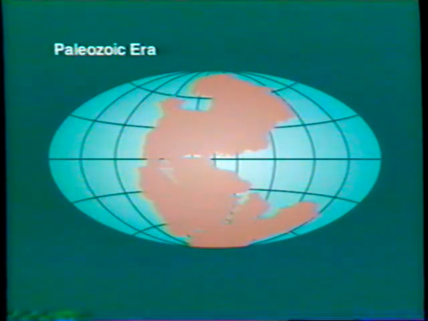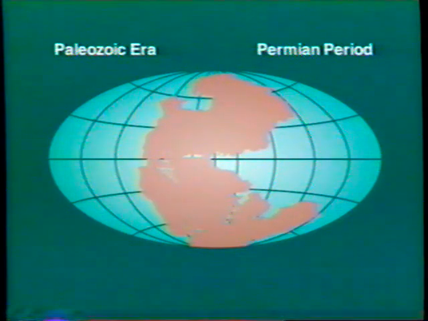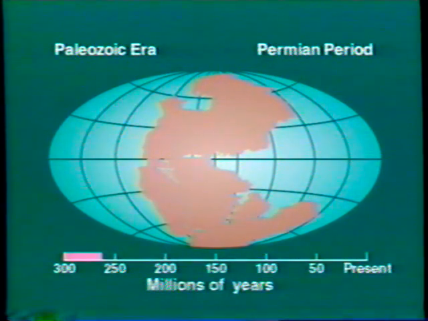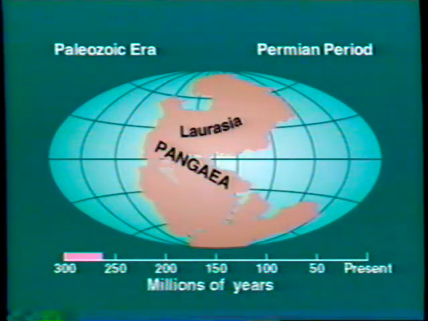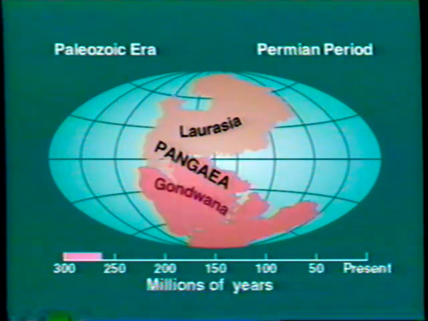We are seeing the Earth as it appeared toward the end of the Paleozoic era during the Permian period, between approximately 280 and 250 million years ago. The northern part of Pangaea, called Laurasia, was composed of North America and Eurasia except for the Indian Peninsula. The southern part, called Gondwana, was composed of Africa, South America, Antarctica, Australia, and the Indian Peninsula.